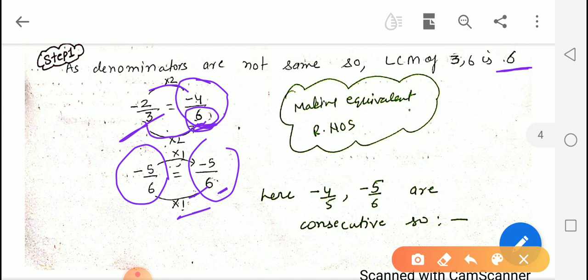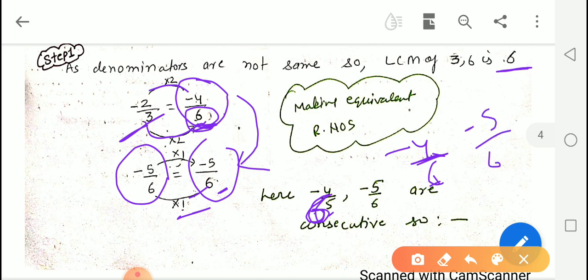Here see negative 4 by 6. Here it should be 6. By mistake I have written 5. Negative 4 by 6 and negative 5 by 6. These two numbers are consecutive numbers.